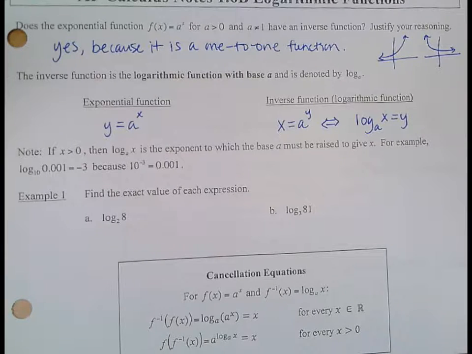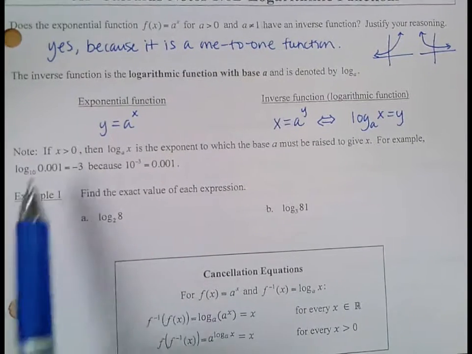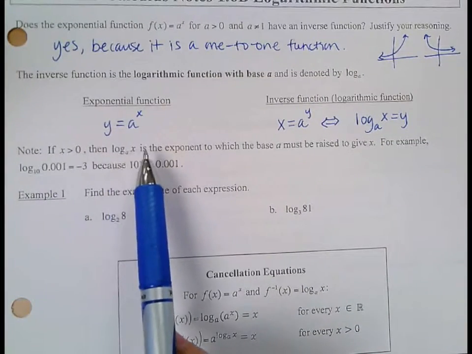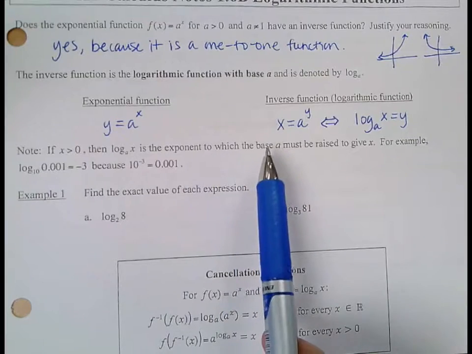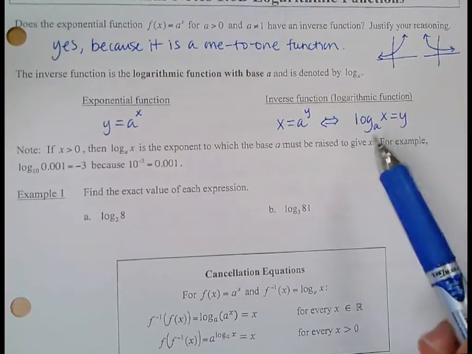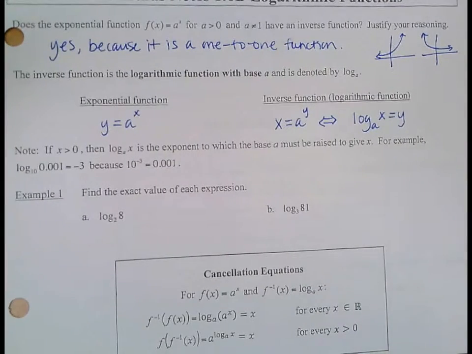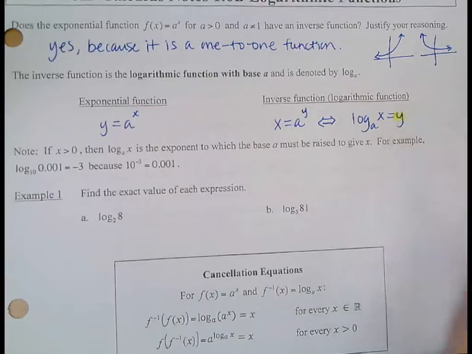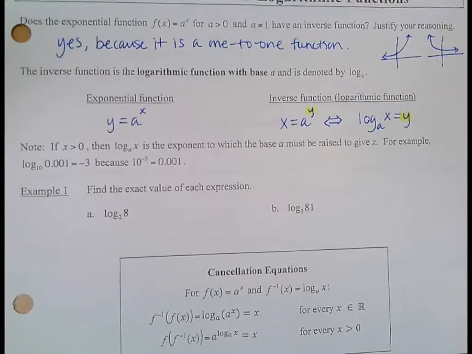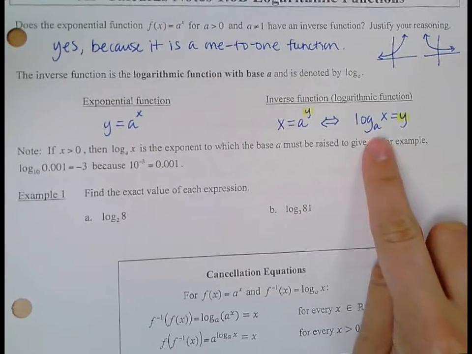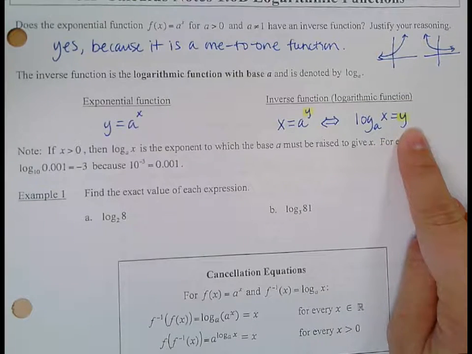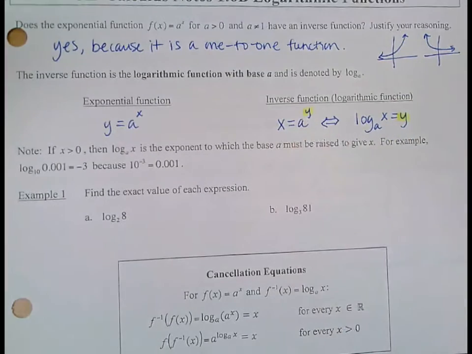So if you converted a logarithm to an exponential equation, it would be in this form. And Mrs. Holba may have said this last year, but I made a note of it on here as well. So if x is greater than 0, then log base a of x is the exponent to which the base a must be raised to give the value of x. So what this is showing, log base a of x is equal to y, and in exponential form, y is the exponent. So when you're solving a logarithm, you have a base a, you're thinking, what power do I raise a to get x as my answer?